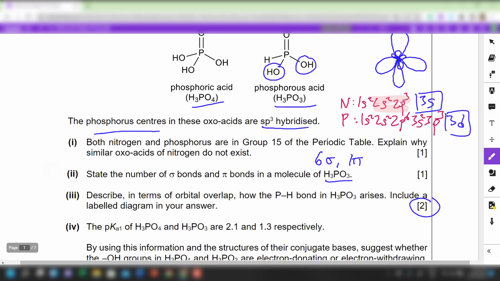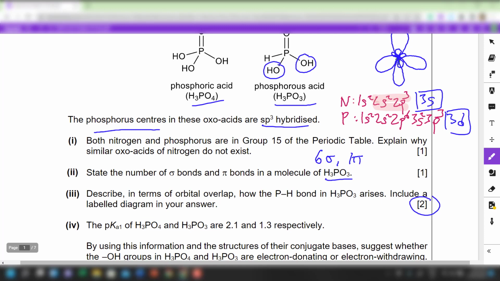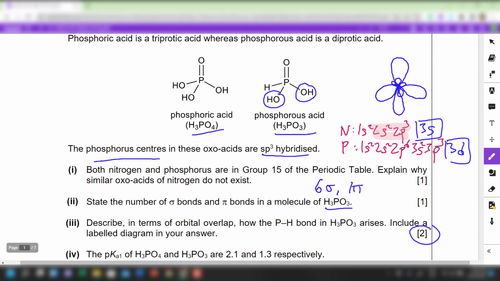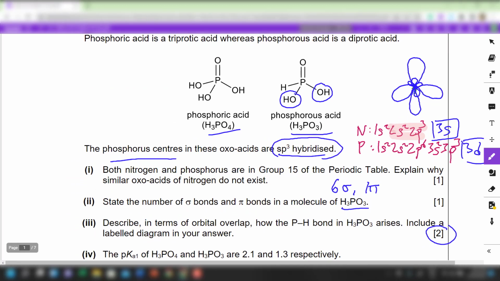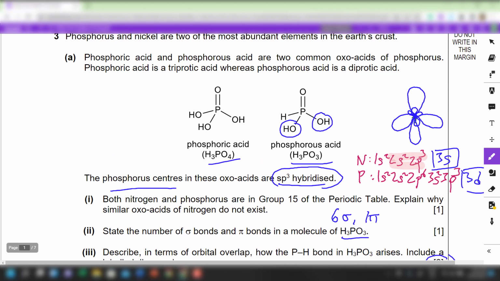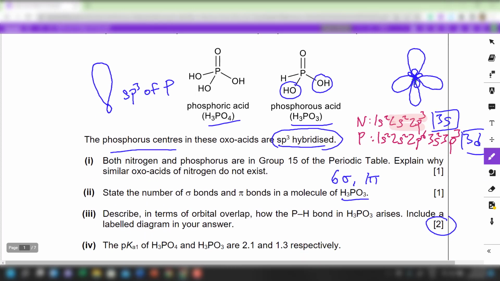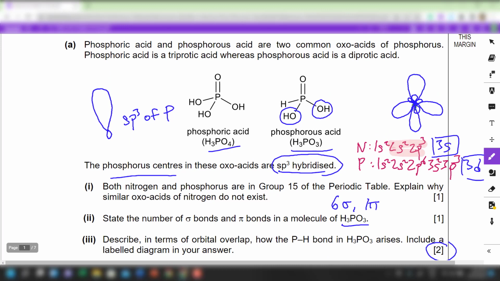For the description, based on what you are given, you know that phosphorus is sp3 hybridized. So in your answer, you should have an sp3 hybrid orbital that looks like this. Remember that you need to label it. So this is sp3 of phosphorus. Just remember to label your hybrid orbitals. And then it overlaps with H. And H utilizes 1s. Remember that 1s is principal quantum number 1, so definitely in terms of size, it cannot be bigger than the hybrid orbital.